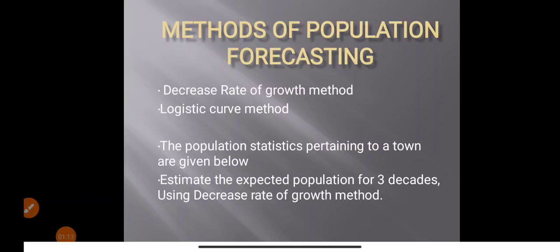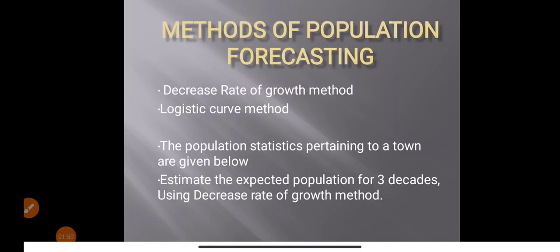And other methods we have discussed, there are many methods. In the previous classes we have done problems based on the other methods. So these two are the remaining methods of population forecasting. The decreased rate of growth method, we know that now: when the city reaches the saturation level, we use the decreased rate of growth method. And one more method is there, that is the logistic curve method.